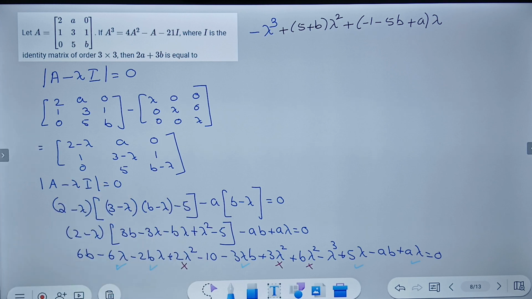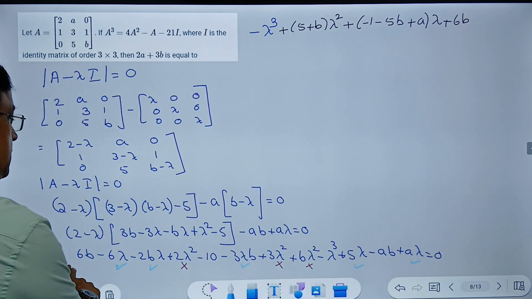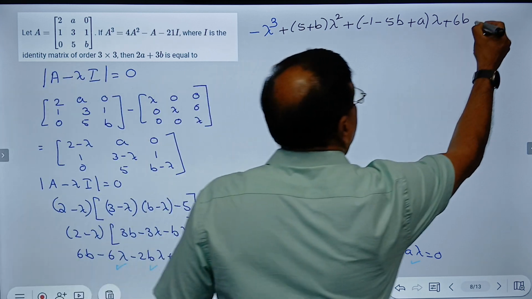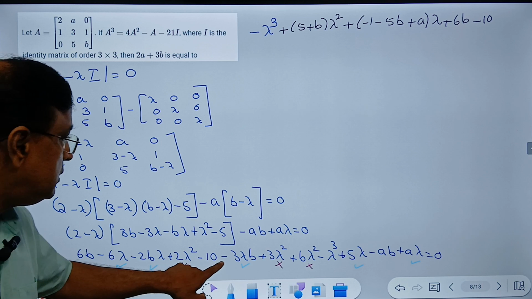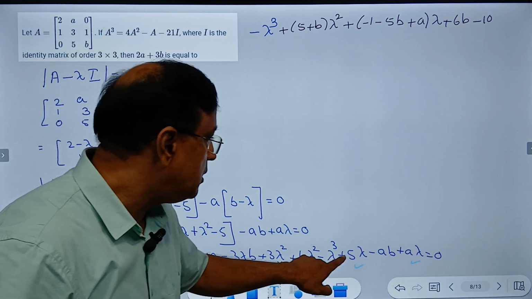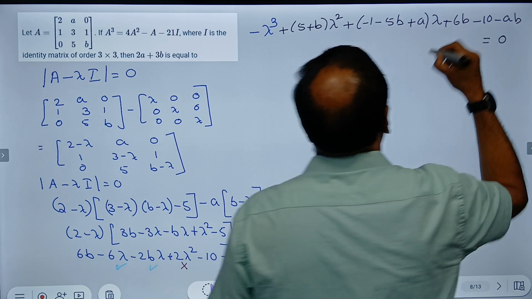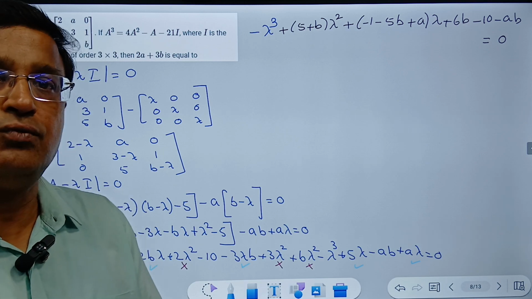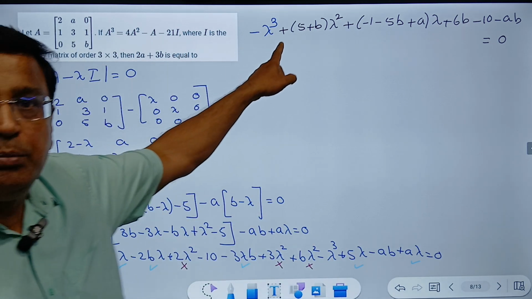Now, what are the constants? The constants are 6b, then I have minus 10. 6b minus 10. Is there any term without lambda? Minus ab. Equal to 0. This is what you call the characteristic equation, which is true for any system of equation. This is a 3 by 3 matrix. I got a cubic equation.